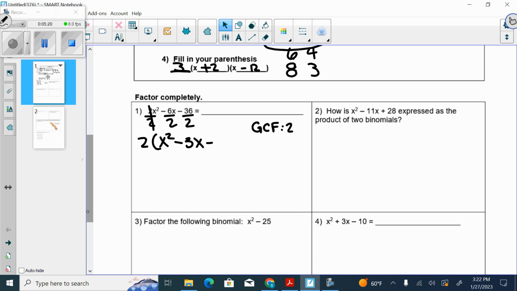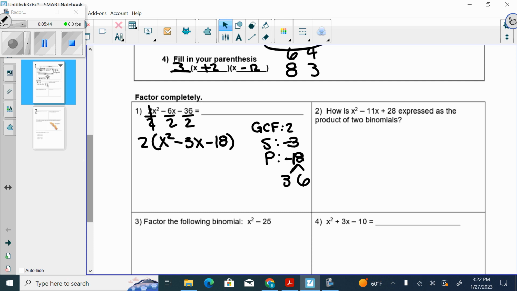Negative what? 18. Good. Okay. So now that we've taken out the GCF, what do I look for next? Your sum. What is the sum? And then the product is? All right. So what multiplies to give us 18? 3 and 6.